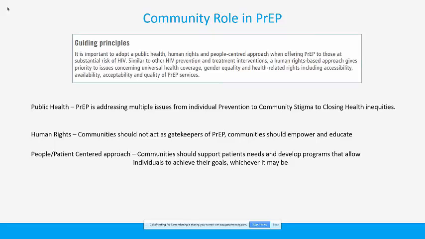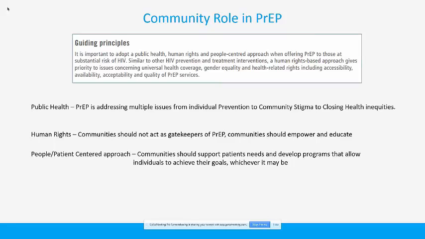That's a little different. So what I also see here is people, which you can translate to a patient-centered approach. And what that means is that communities should support patients' needs and develop programs that allow individuals to achieve their goals, whichever they may be. And that's an acknowledgement that perhaps the person is there for PrEP, but they also have other priorities that might need attention. And we need to make sure that as a community, in building PrEP programs, we are building prevention programs, sort of like what Javier was talking about. It's a combination prevention. It's behavioral. It is social determinants of health based. It is about dignity. It is about human rights, public health, and all of those things.